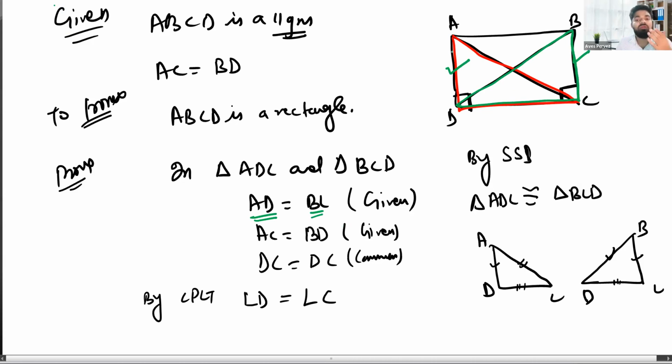Why is it equal? Because this is the opposite side of the parallelogram. Opposite sides of a parallelogram are equal. Understood, Rima? Yes, sir, understood.